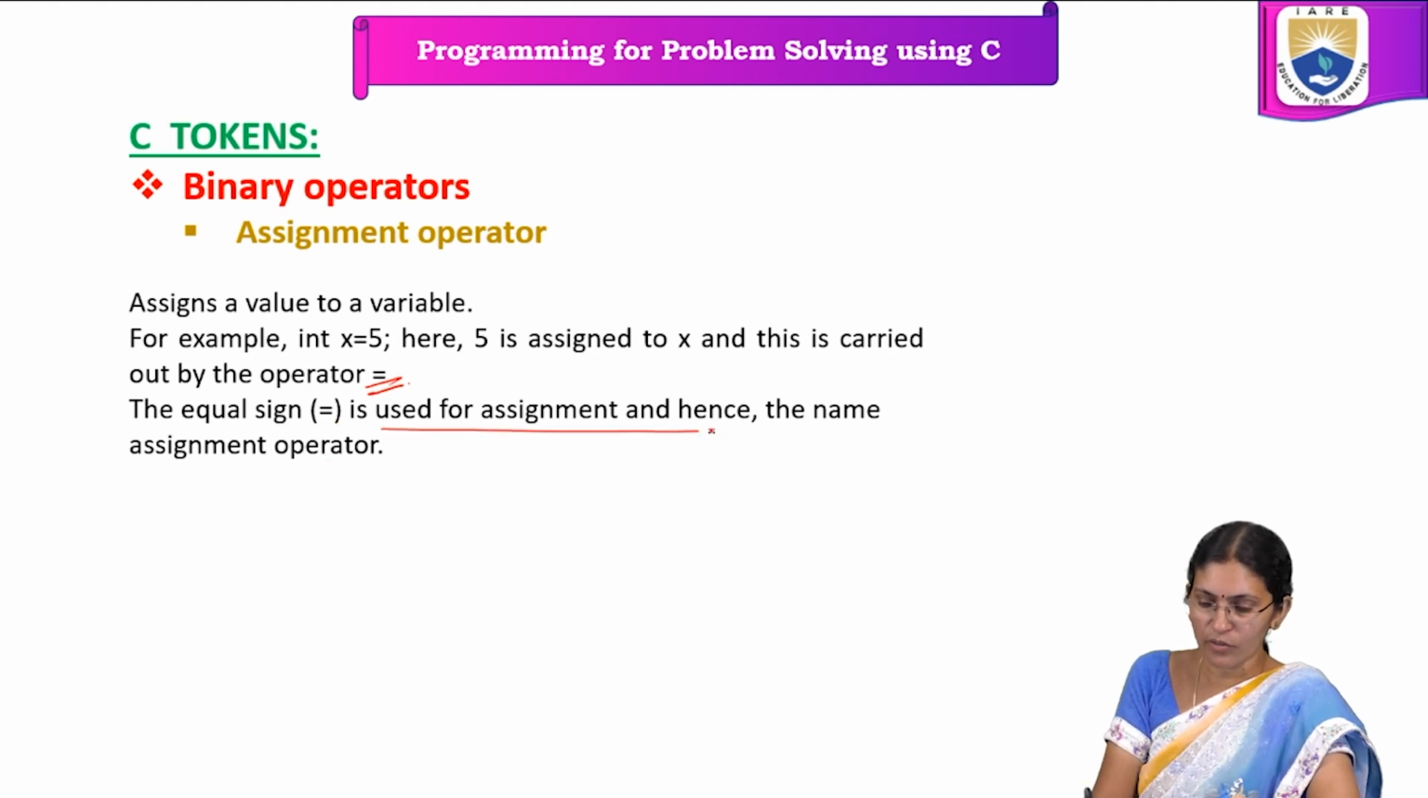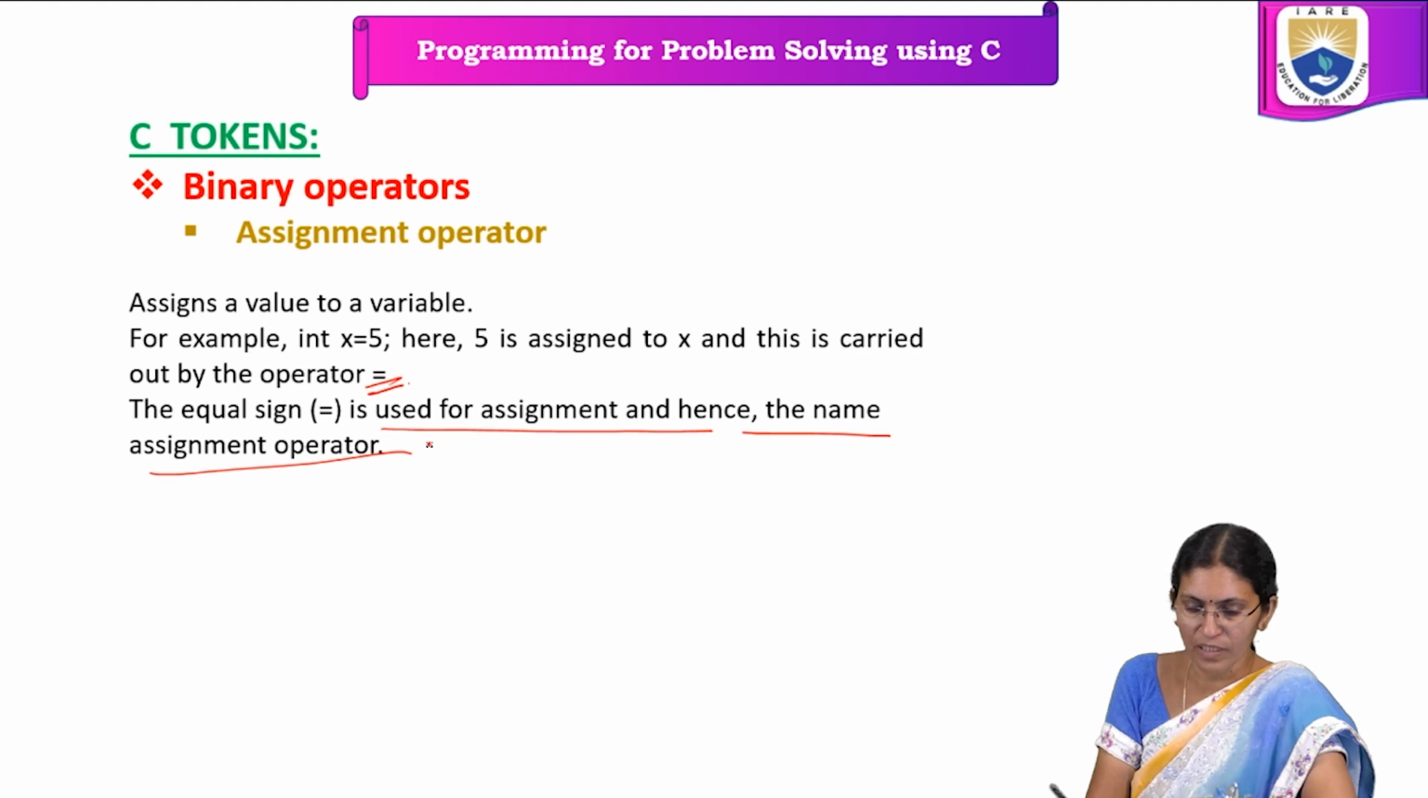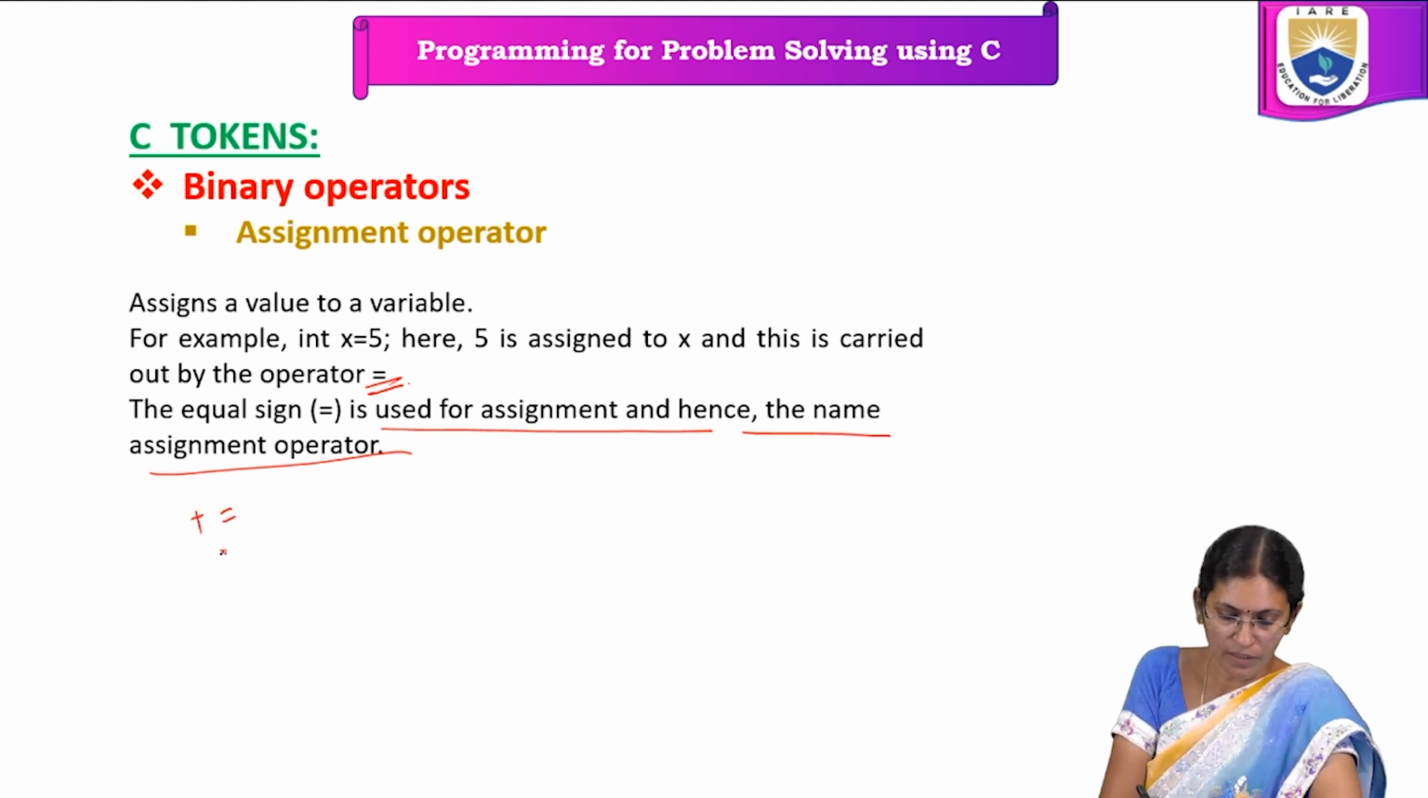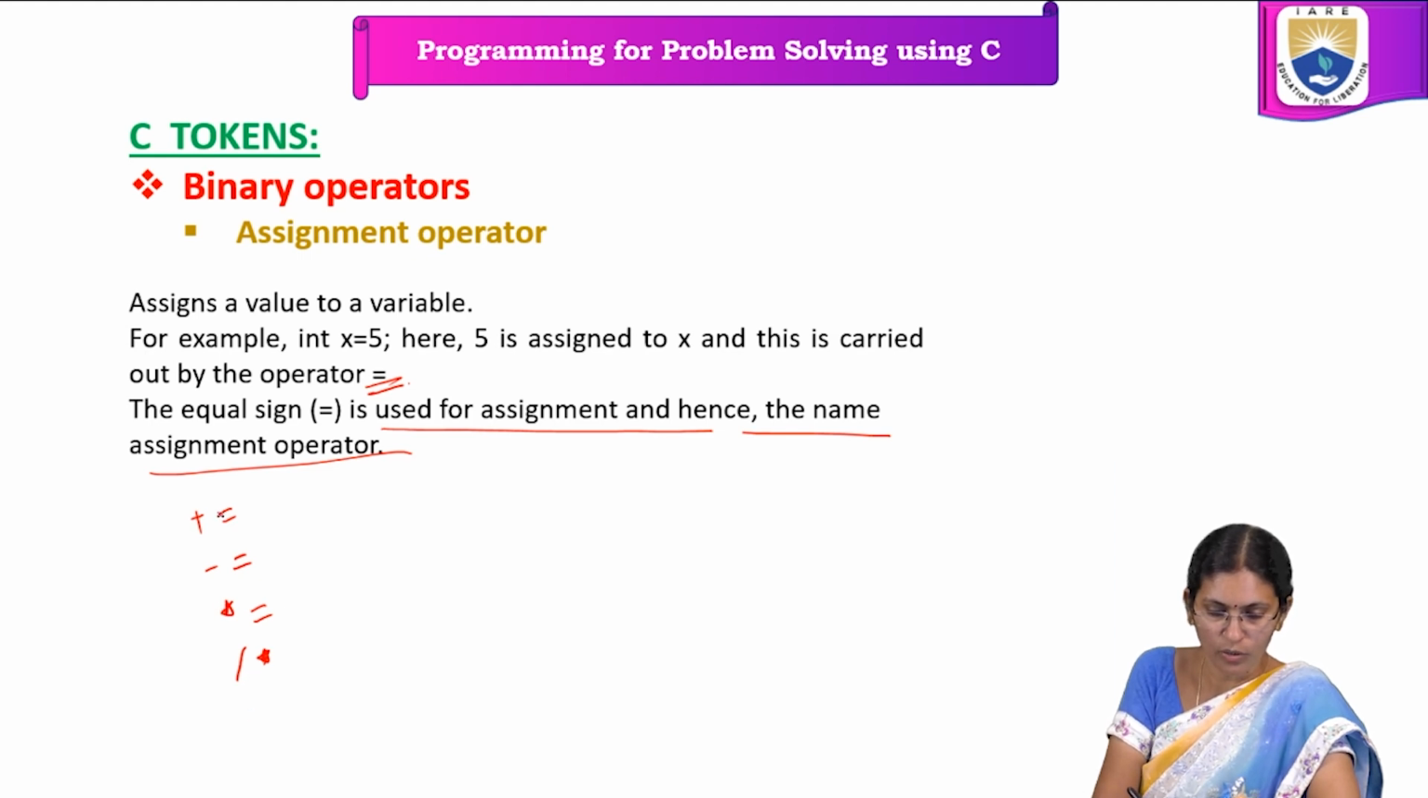The equal sign is used for assignment, hence the name assignment operator. There are other assignment operators also, like plus equal to, minus equal to, multiply equal to, and so on. So these are also different operators. These are called compound operators.